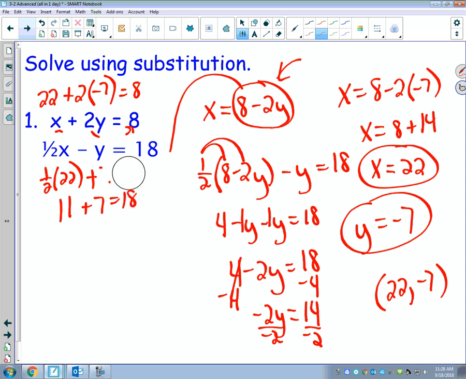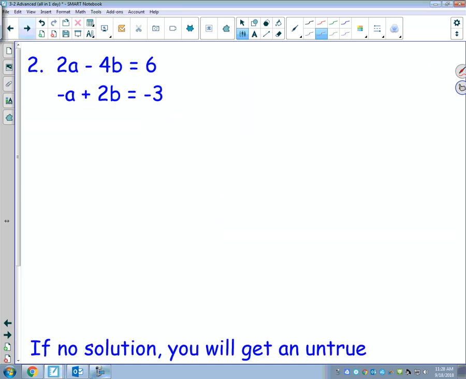So you can check if you want. I don't need to see the check, but you can check if you want. Okay. What about this one? Which letter would you solve for? And again, you have options, okay?